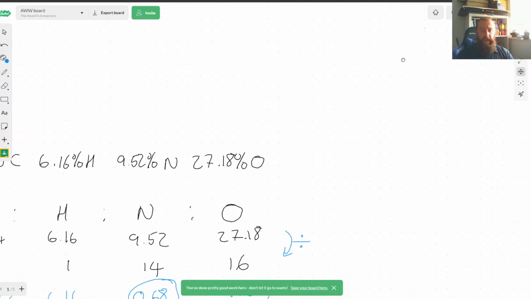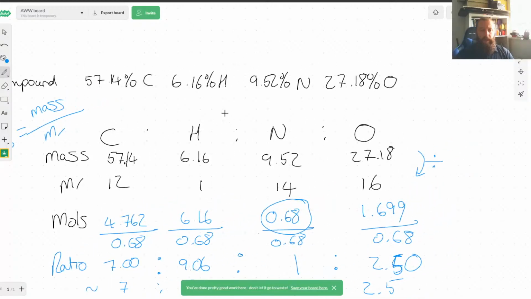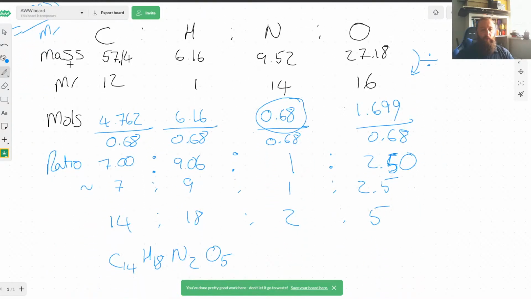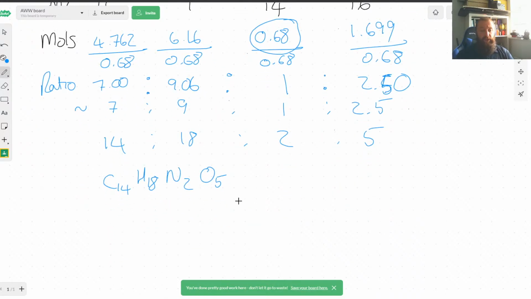So just to go through that again. If it's in a percentage, we can ignore the percent sign and put grams. We do exactly the same scaffold as if we were working out the molecular masses from before. So we're using mass divided by molecular mass is moles. We then divide by the smallest number of moles to work out my ratio. And that ratio leads to the number of atoms. So 14 carbons to 18 hydrogen to 2 nitrogen to 5 oxygen.